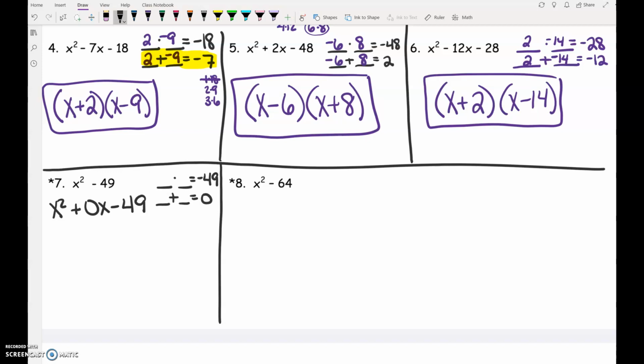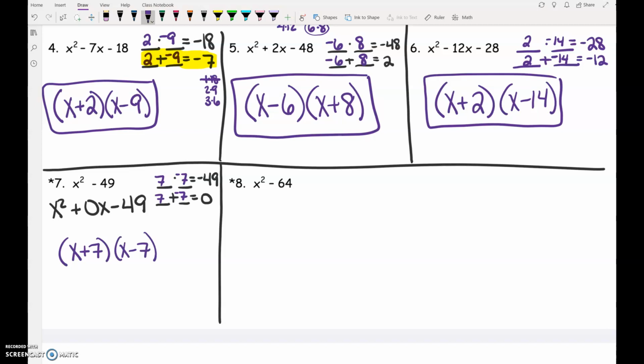The only two numbers that are going to add up to 0 would be a number and its perfect opposite. So 7 times negative 7. 7 times negative 7 is negative 49. 7 plus negative 7 is 0. So our factored form would be x plus 7, x minus 7.